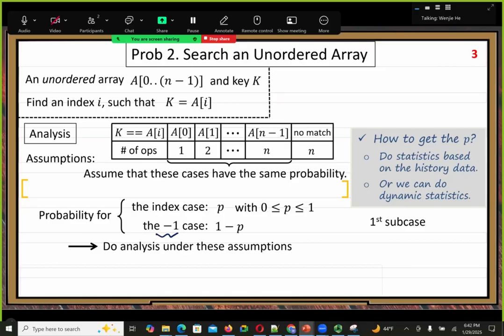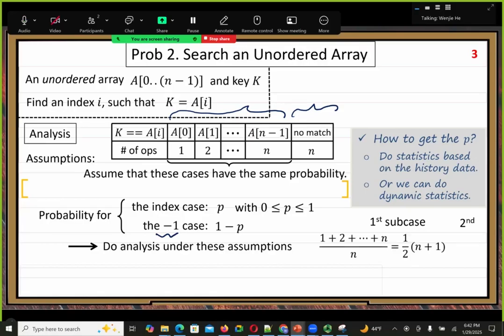Now here we assume 2 subcases. The hit case is the first subcase, the miss case is the second subcase. What is the average of the first subcase? Then you can do your normal average, because we assume they have the same probabilities. That usual average works. It's 1/2 times n plus 1. So that's the average for the first subcase. What's the average of the second subcase? The second subcase has only 1 case, right? What's the average of that 1 case? When you take the average, it's the same number. So that's n.